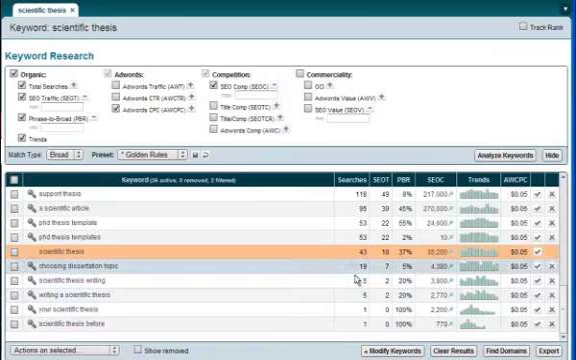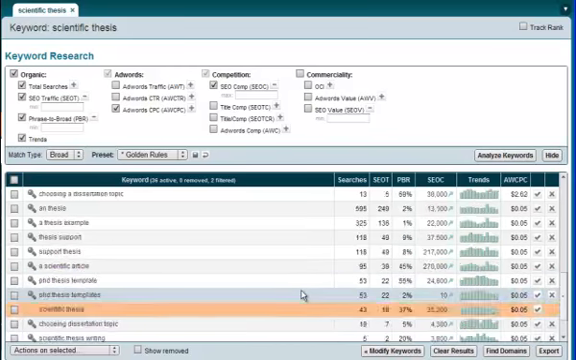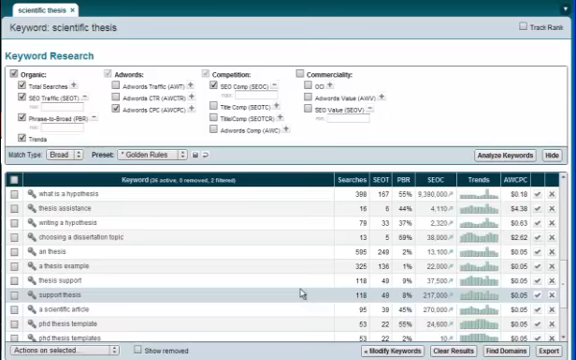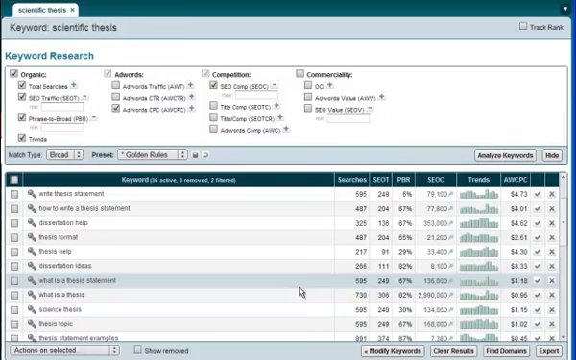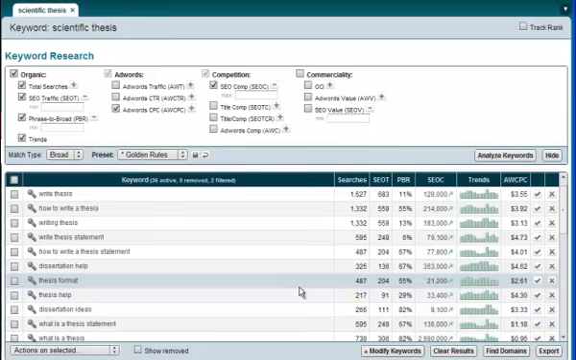So anyway, I'm going to send this over to you, but this is scientific thesis and related keywords. If there's any other keywords that are more specific that you're looking for, or any other ideas, then give me a shout, let me know.